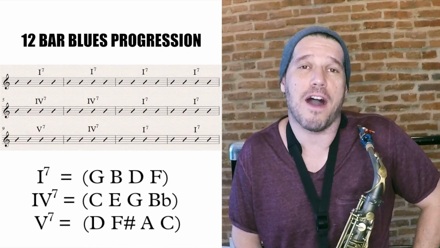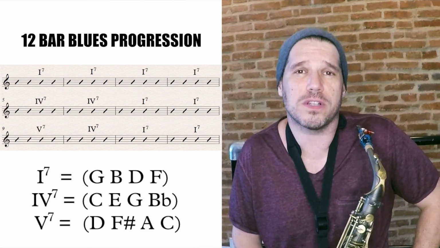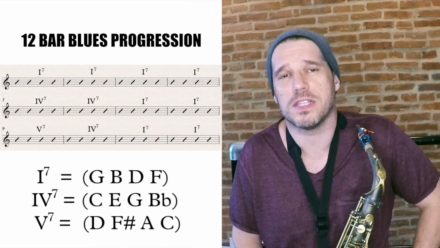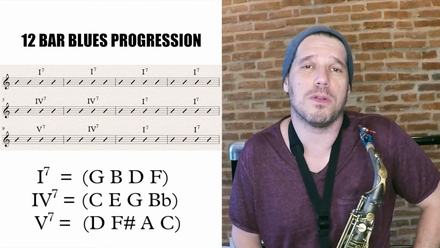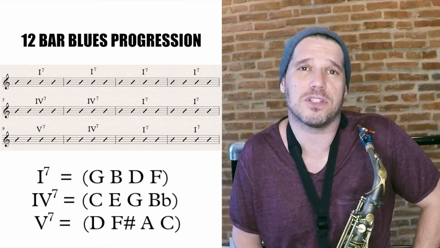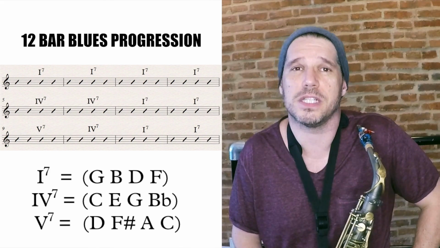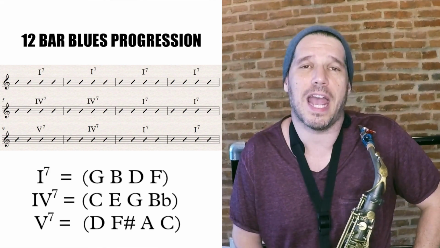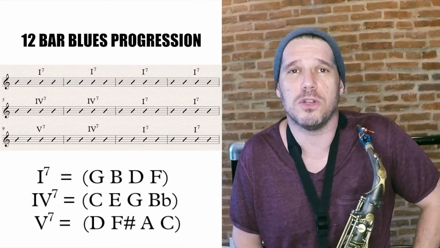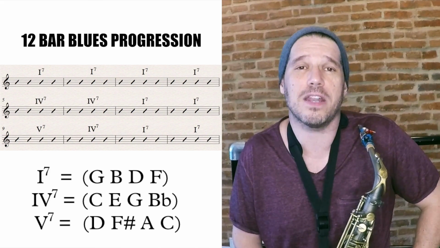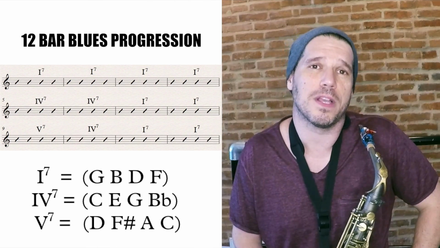Okay, now on to our last 4 measures. We have a 5-7, a 4-7, and a 1-7 for 2 measures. So it goes 5-7, 4-7, 1-7, 1-7. Your 5-7 would be D7, which would be D, F sharp, A, C. And then to your 4-7, which we've already played, which is C, E, G, B flat. And then to your 1-7 for 2 measures, which would be G, B, D, F. And then coming down, it would be G, F, D, B. Let's take a listen to it.